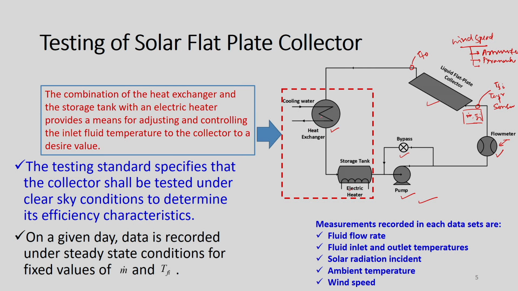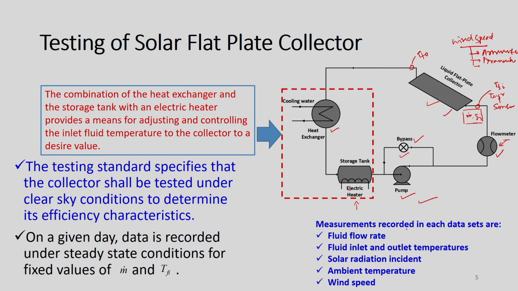What is the purpose of this heat exchanger? We need to provide a controlled amount of fluid through the collector at a particular temperature. In order to control this temperature, we need to arrange this assembly. We cool the fluid coming out from the collector, and if it is lower than what is required, then we heat it by electrical means. In this storage tank, one electric heater is attached so that the fluid can be heated to a particular temperature. And this bypass valve is attached to control the amount of flow through this flat plate collector.